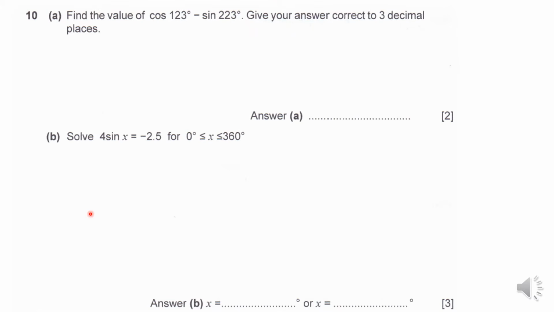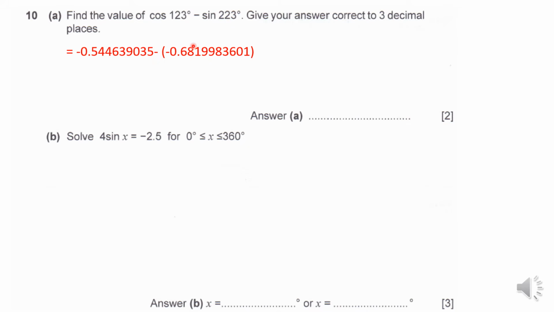Question 10. Now, there's nothing to be afraid of here in question 10. So you have to find the value. So just use your calculator. You press cos of 123, which is negative 0.544. Please do not round this answer. Minus the sine of 223 degrees.